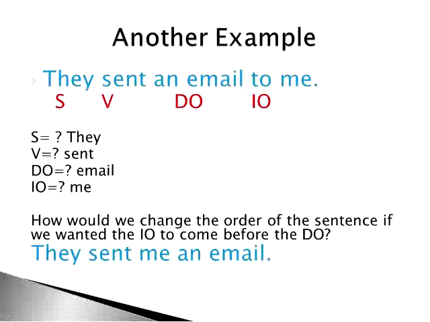Let's check. Okay, so we have the subject is what? They, the verb, direct object, and indirect object. Oh, I shouldn't have shown you this. Okay, so we're switching them off now, the email and to me. So it would be they sent me an email. Okay, so you're switching it off.